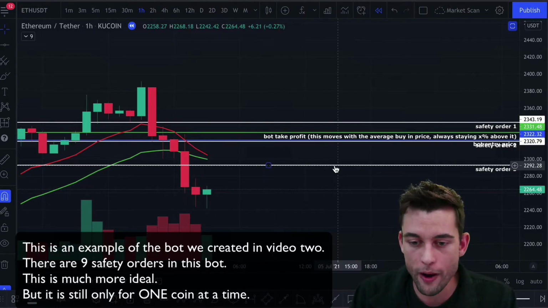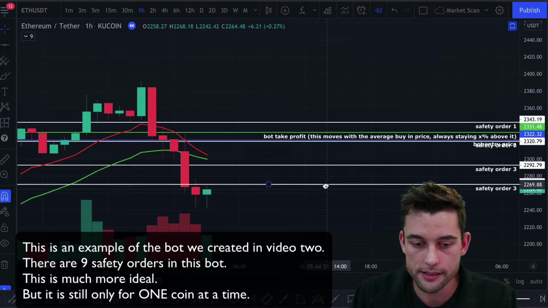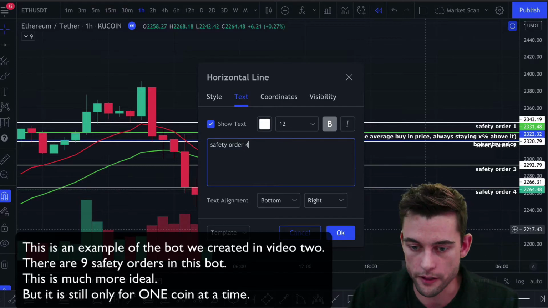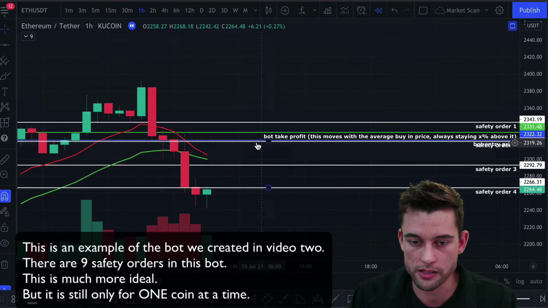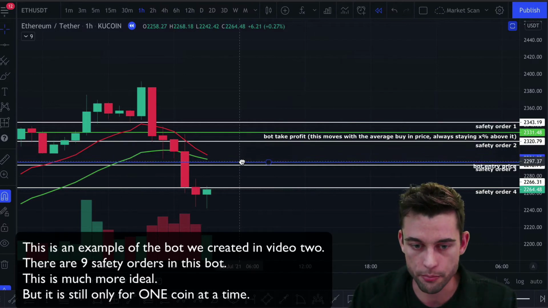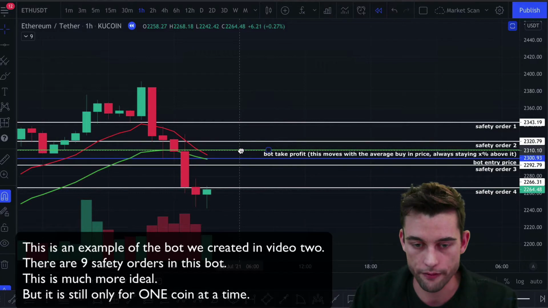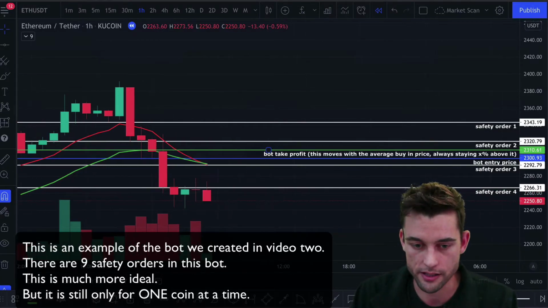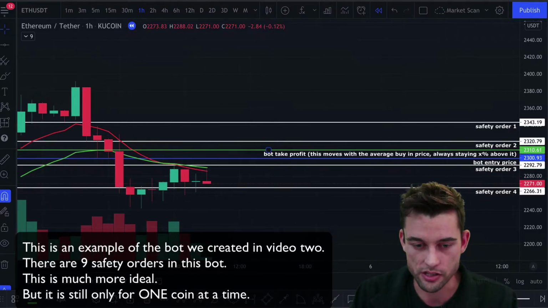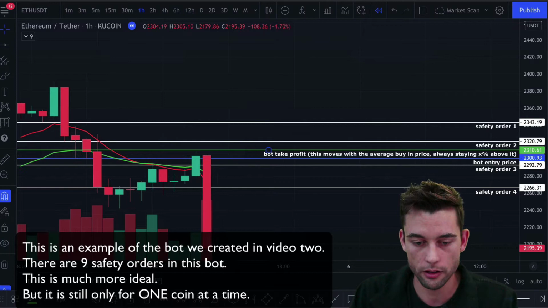So remember, you had 9 safety orders in the example that we did in video number 2. So this came down, your safety order number 4, and your average buy price came down here, and then your take profit would be here. Then what happened after that is the price came down, but it turned around and just stagnated for a little bit, boom.